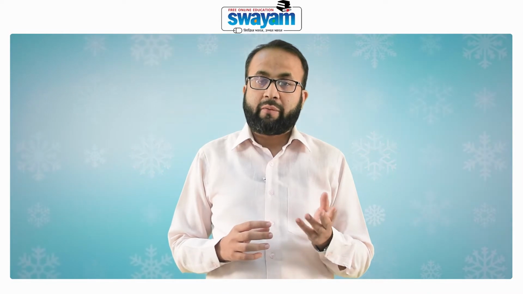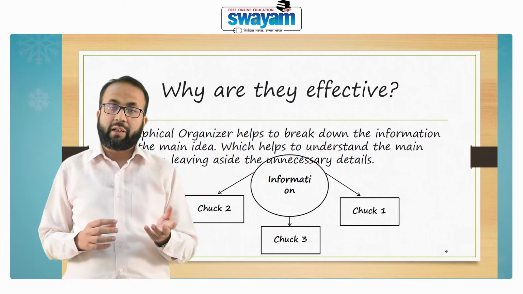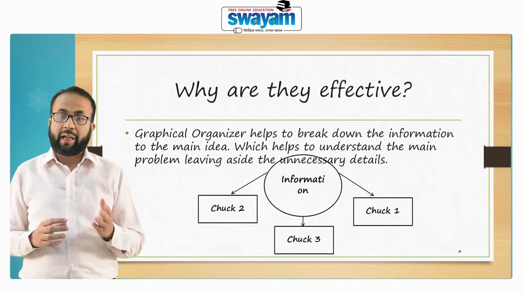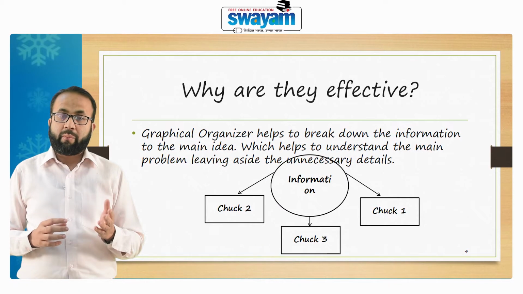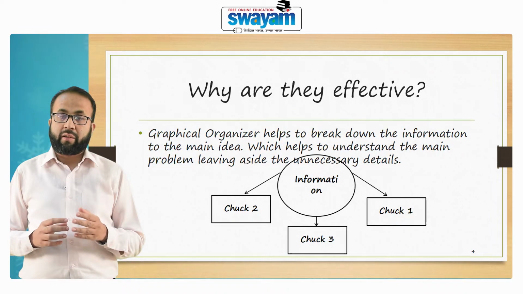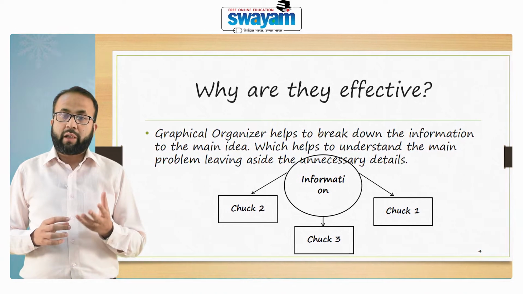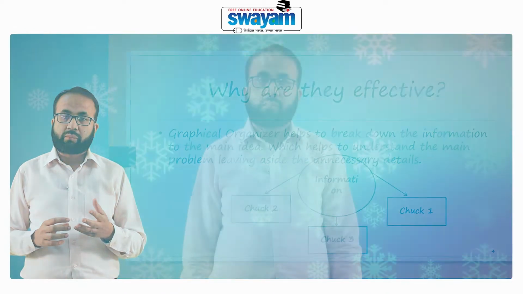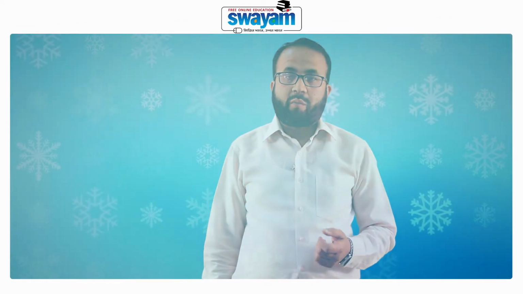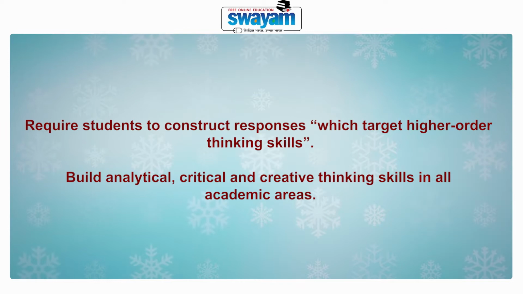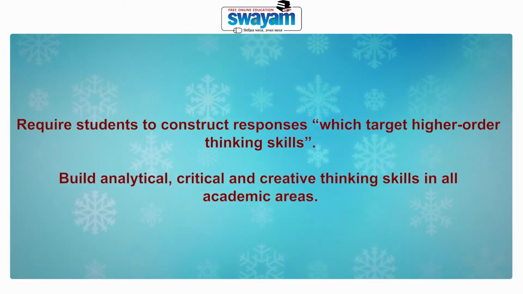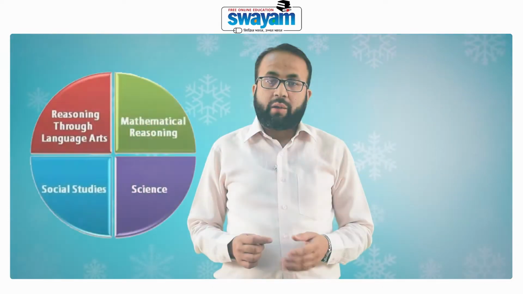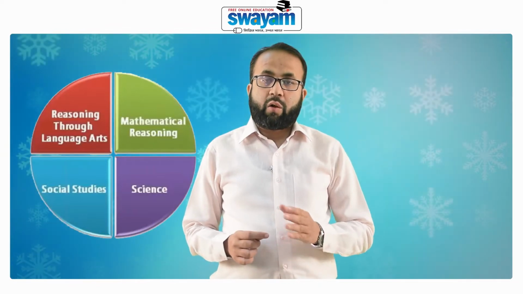Now, let us see why they are so effective. Graphical organizers help to break down the information to the main idea, which helps to understand the main idea and problem, leaving aside the unnecessary details. For example, if we have information, we can break it down into 3 or 4 chunks, that is chunk 1, chunk 2 or chunk 3. So, these graphical organizers require students to construct responses which target higher order thinking skills and build analytical, critical, creative thinking skills in all academic areas. Not in 1 or 2 academic areas, but it takes care of all academic areas.